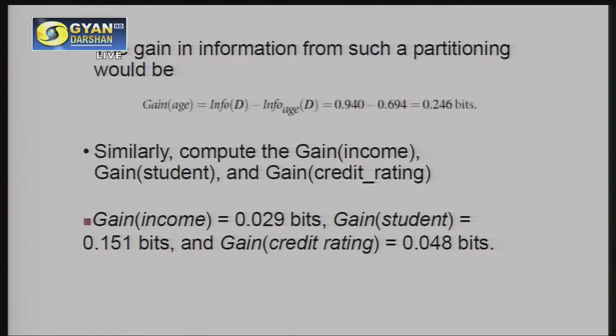In this case, once you put the values according to the formula I mentioned here, the gain of income comes to around 0.029 bits, the gain of student comes to around 0.151, and the gain of credit rating comes to around 0.048. If you compare all these gain values, you will find that the gain of age is the highest, and that's the reason age is going to be categorized as the root node here.